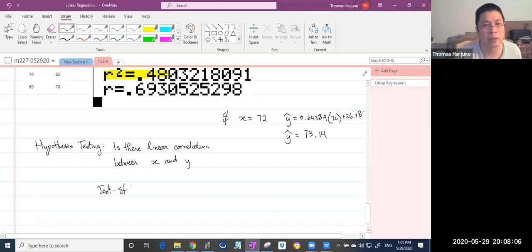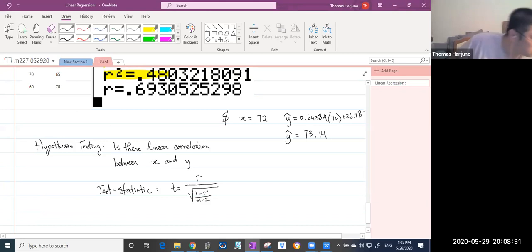So this is step 3. The test statistic will be, it's actually in our book, t equals r over the square root of (1 minus r squared) over (n minus 2). That's the test statistic. Okay, but then when we compute it, so this is in step 3.